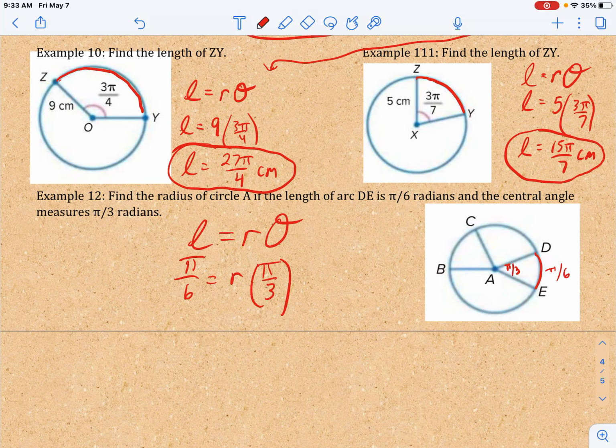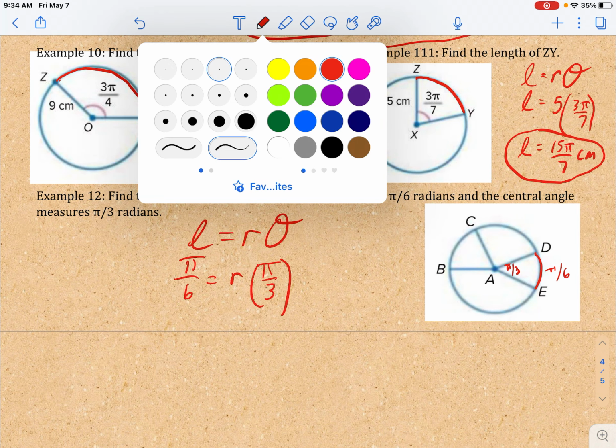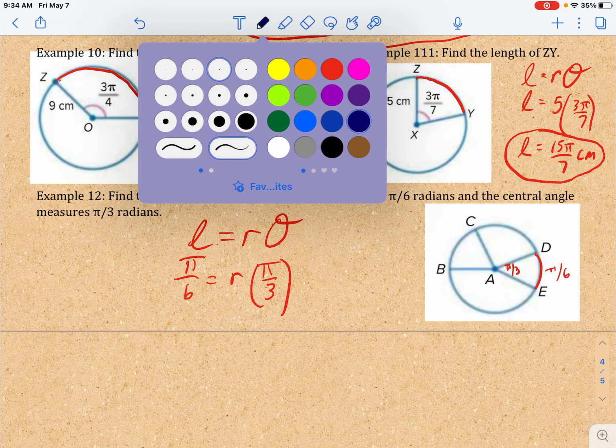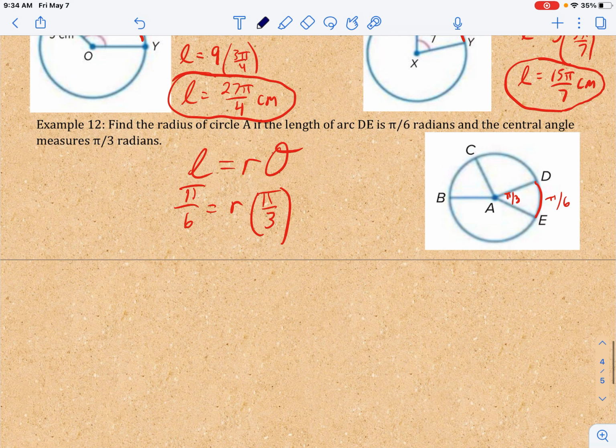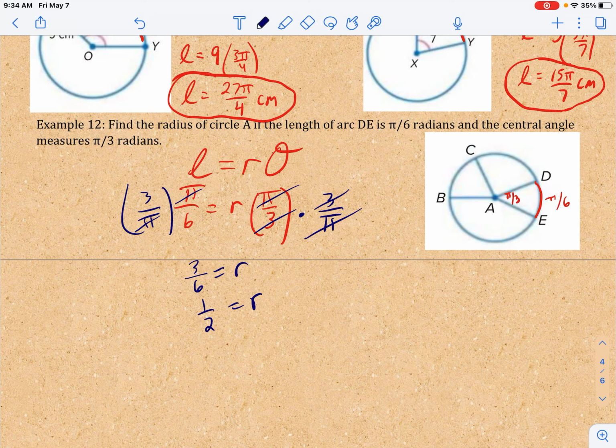Now again, you need to solve for r. So again, you just do algebra 1. So I know people are going to get confused here. Remember, how do you solve for r? Well, you multiply by the reciprocal. We need to get that pi over 3 out of here. So we're going to multiply by 3 over pi on both sides. Because the 3's cancel, the pi's cancel. So we'll get 3 over 6 equals r. So 1/2 equals r.